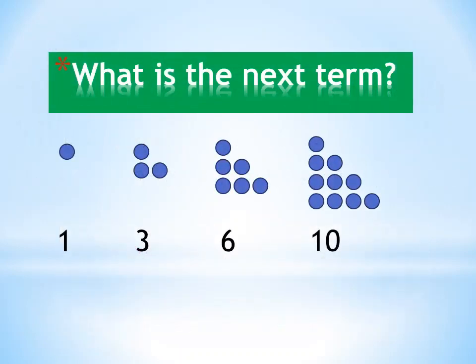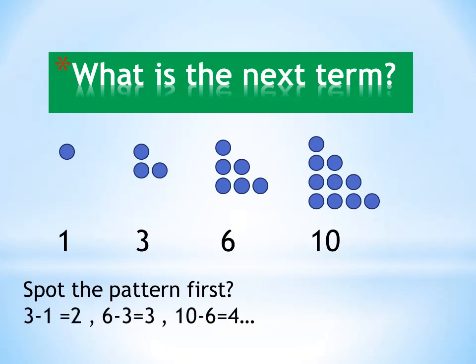Now find the pattern of this sequence, or find the next term of this sequence. What is the next term? Look, first we have one circle, then 3 circles, then 6 circles and then 10. Now find the pattern here. How can we find the pattern? By finding the difference. 3 minus 1 is equal to 2. Then third term minus second term: 6 minus 3 is equal to 3. 10 minus 6 is equal to 4.